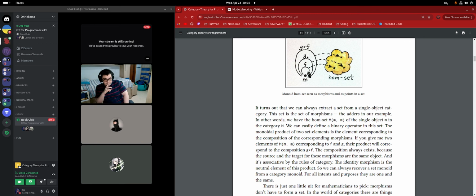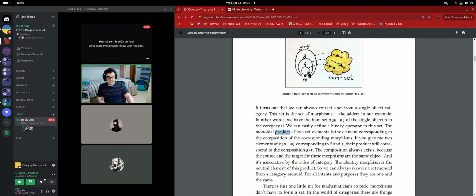And then we're going to use the nomenclature that we learned before, which is the home set. So this is the monoid category going from object M to object M, which is the only object in the category. So this is actually the only home set in the category as well, because there are no other objects. Exactly. So the monoidal product of the two set elements is the element corresponding to the composition of the corresponding morphisms.